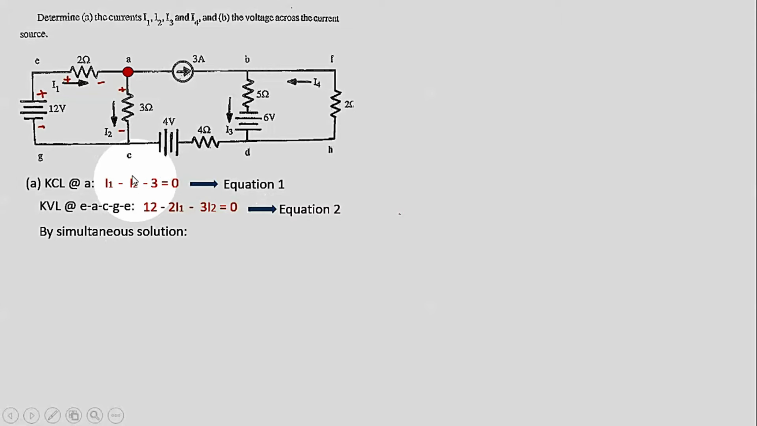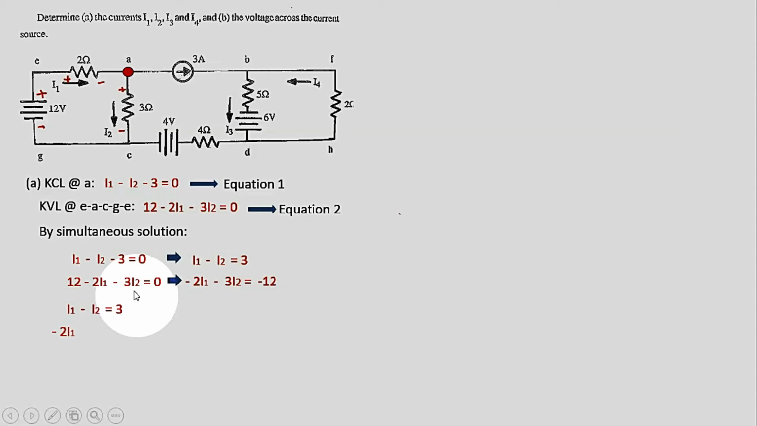Now we can solve these equations by using the technique of simultaneous solution. So we take equation 1 and equation 2. We rearrange equation 1, I sub 1 minus I sub 2 minus I3. We place the constant on the right side, so also with equation 2. We just rewrite: I sub 1 minus I2 equals 3, negative 2 I sub 1 minus 3 I2 equals negative 12, and we will solve this simultaneously.